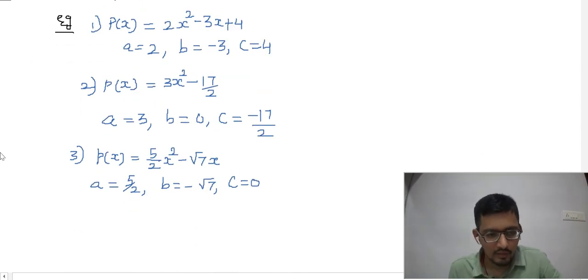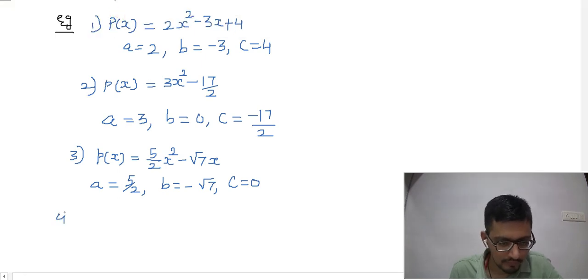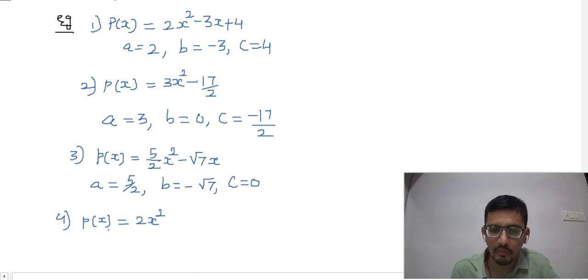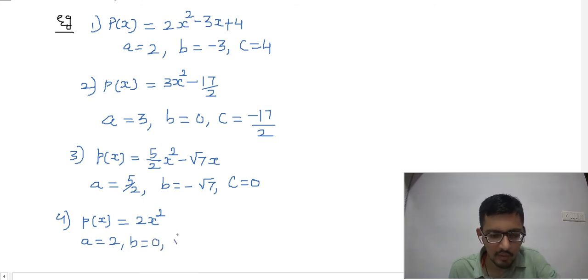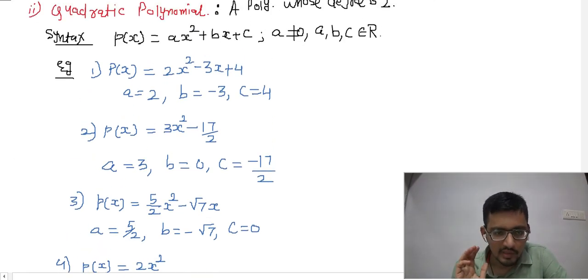Let me write one more example. Number 4, p of x is equal to 2x square. This is a quadratic polynomial, of course yes. If I'm comparing this with standard form, a will be 2, b and c both are 0, because x term is not there, constant term is also not there. So I hope this is clear.